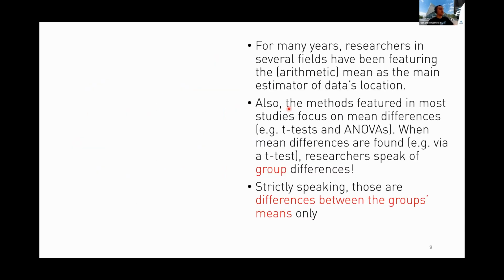So for many years, researchers in several fields have been featuring the usual arithmetic mean as the measure of the data's location. Also, the methods that you see in most analyses are just t-tests and ANOVAs, which are variations of the general linear model. And that's what you see in practice, which is fine. However, there are improvements, and that's why I'm talking about distributional regression methods. Interestingly enough, people talk about group differences when they use a t-test, but in reality, it is differences between group means. Something to clarify there. It seems nitpicky, but that's the reality.